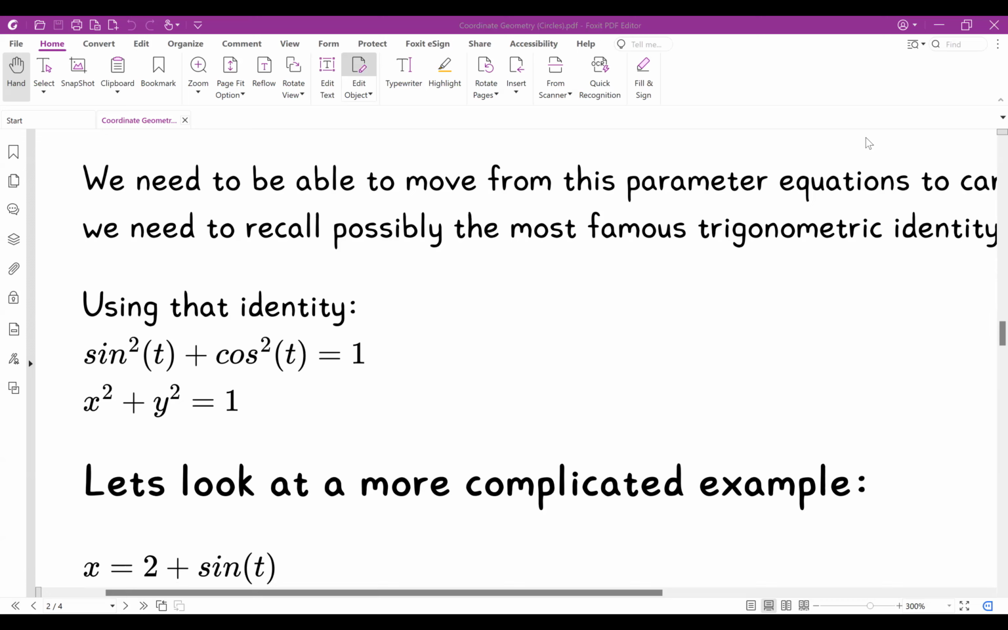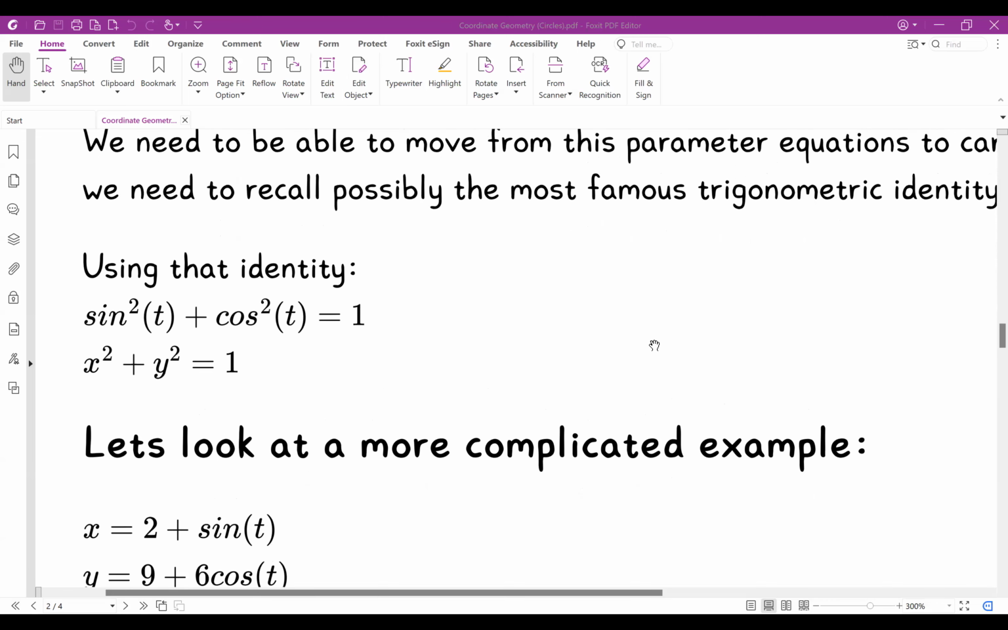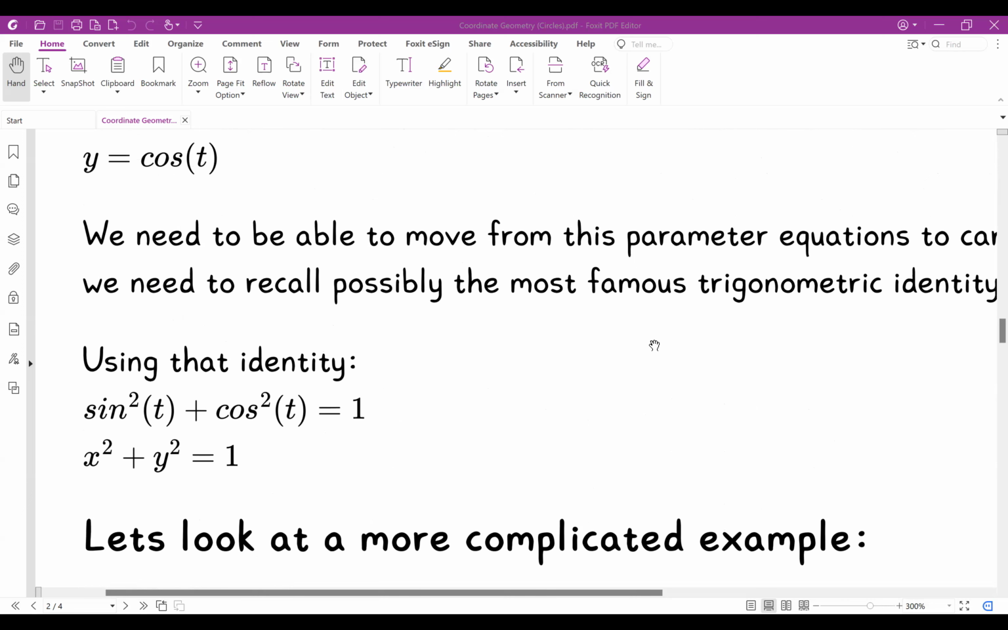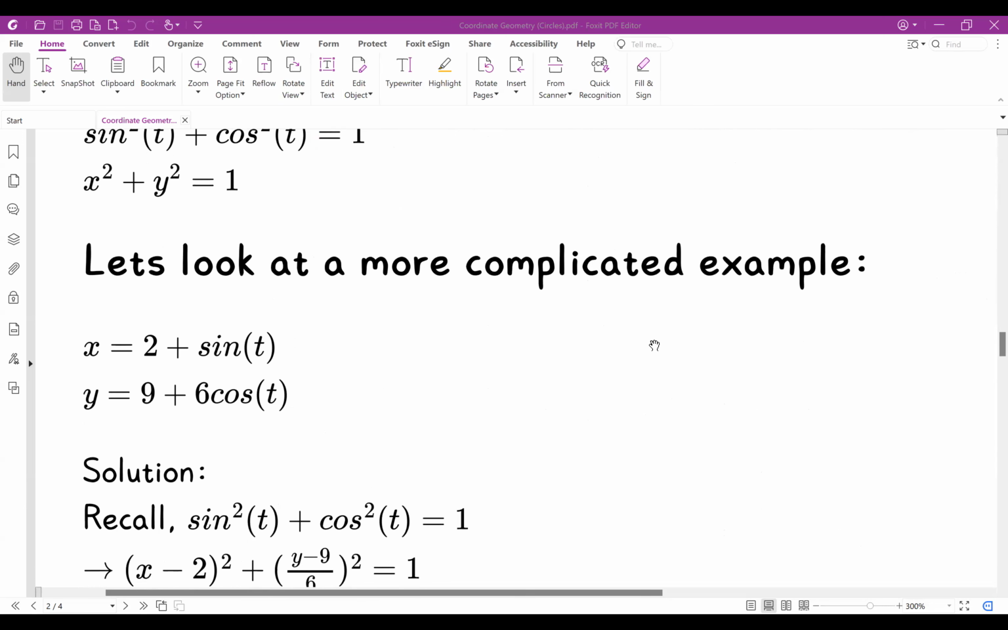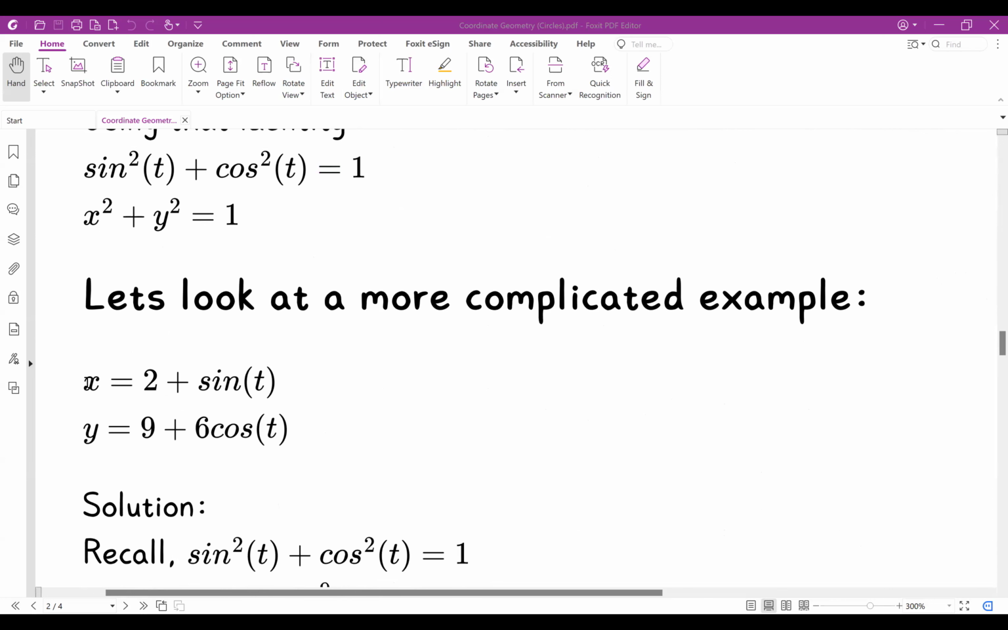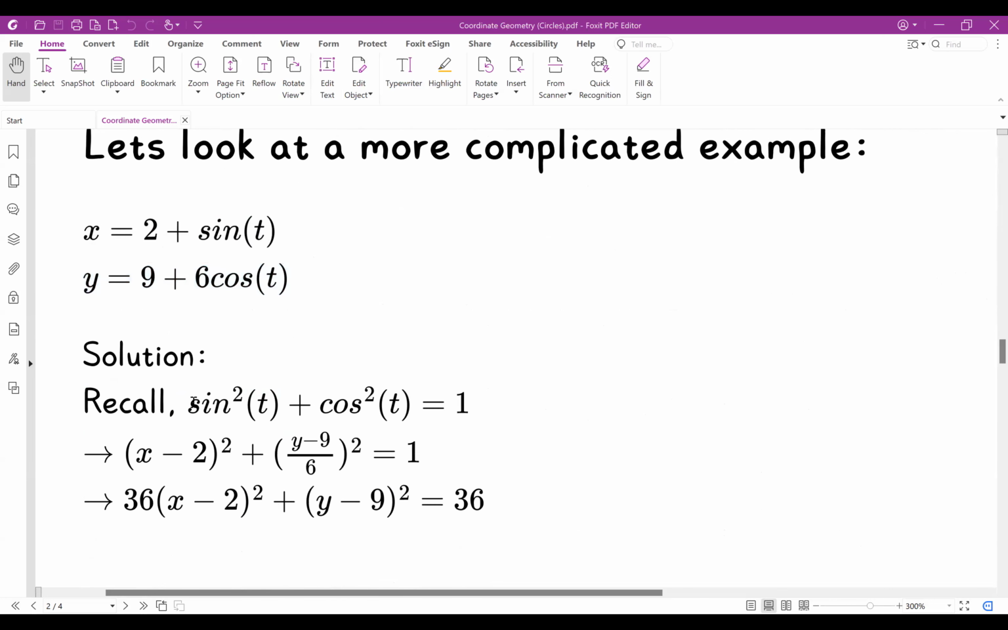Okay, great. So now we're going to look at a more complicated example, because that was just us learning that parametric equations and Cartesian equations exist. Now they instead say, okay, look, x is equal to 2 plus sine theta and y equal 9 plus 6 cosine theta. Now we need to still do the same thing, which is sine squared theta plus cosine squared theta is equal to 1. So sine squared is going to just be x minus 2 squared. You see that? Move the 2 over the equal sign and square.